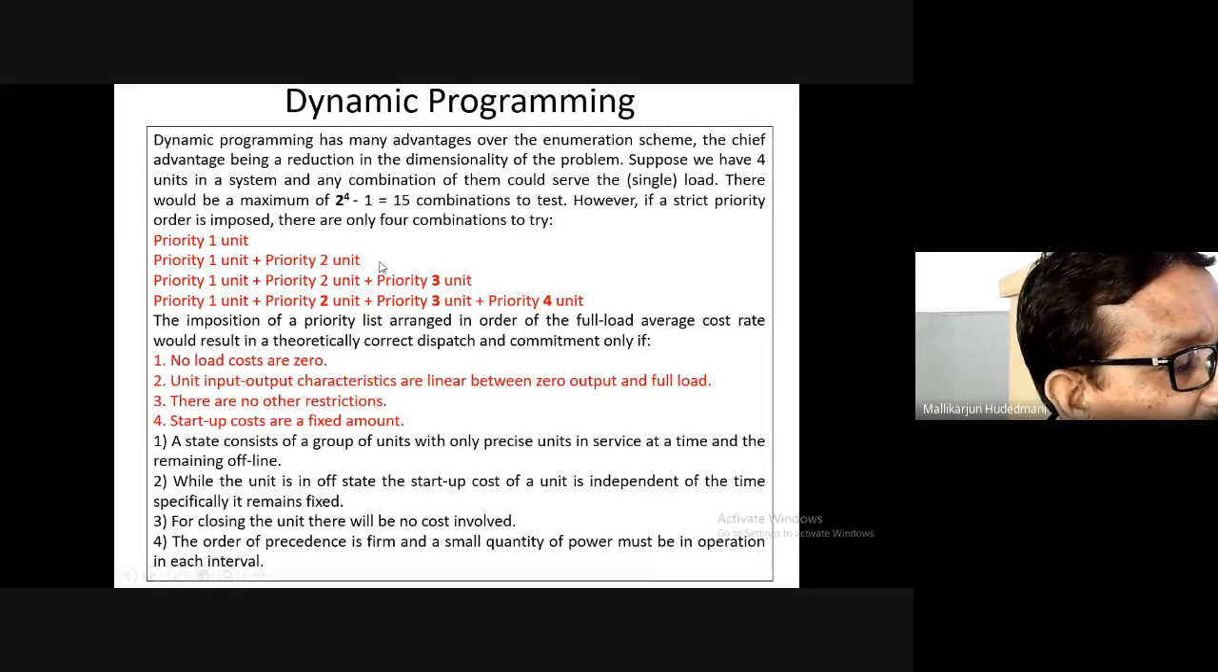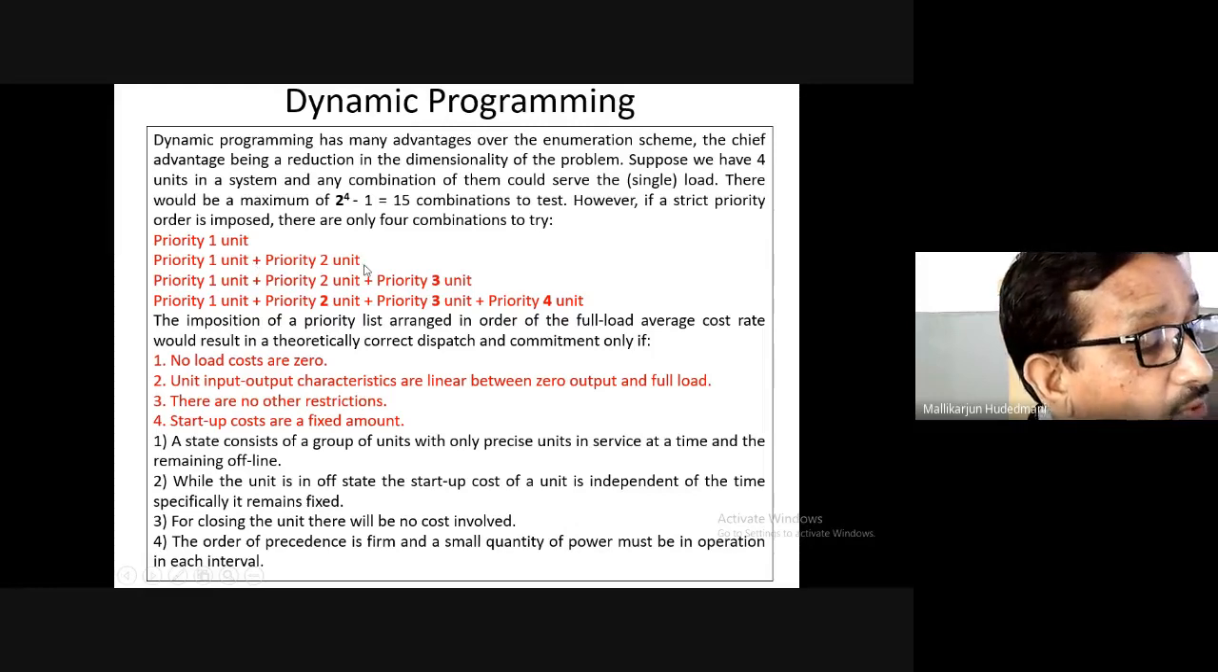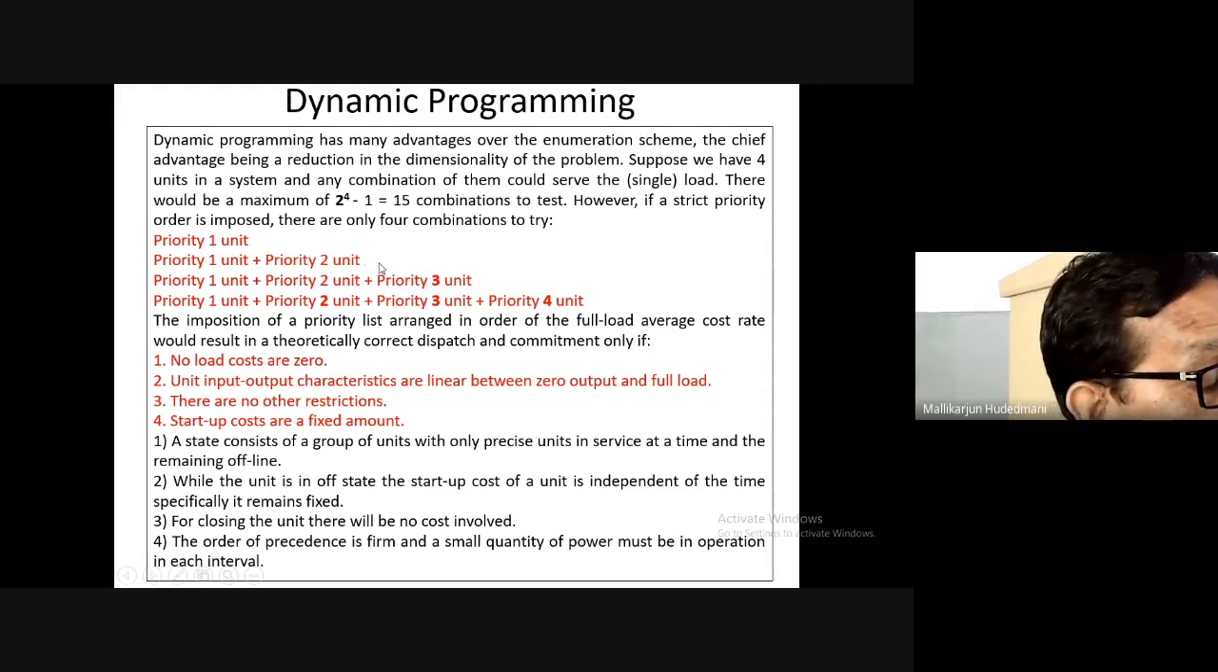Whenever the load certainly falls, say 100 megawatt plus 100 megawatt, the load is 200 megawatt. This is the only combination that fulfills the requirement in the best way. That way, this stands as a reference in the system. Suppose the load is increasing beyond 200 megawatt.